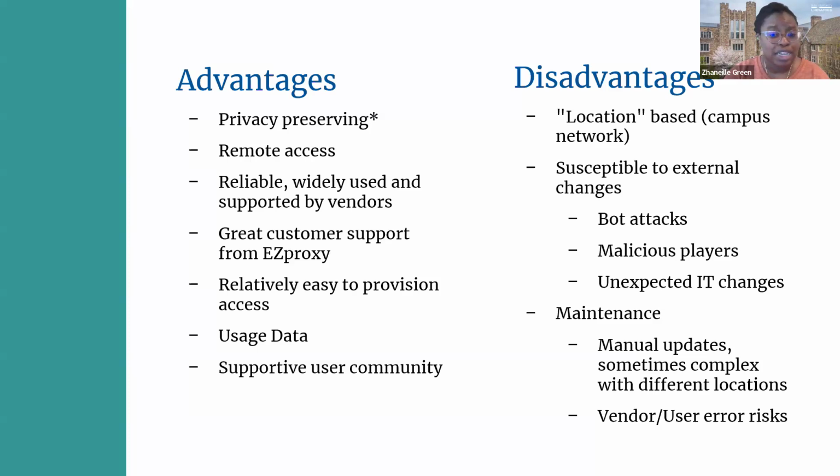Then lastly, we have maintenance. There might have to be manual updates, which we do in several complex ways and in different config files. And lastly, there might be vendor or user error risk, like platform migration, URL changes, saving a proxied link and then having that link change information. Steps like that can affect how IP authentication fails or gets broken. Next slide, please.